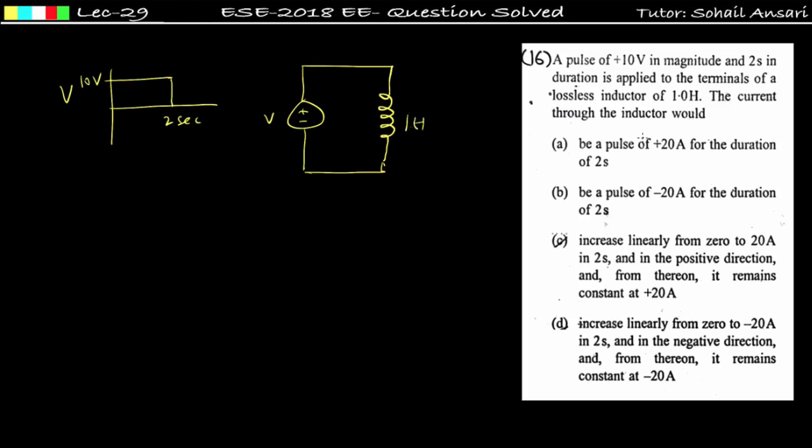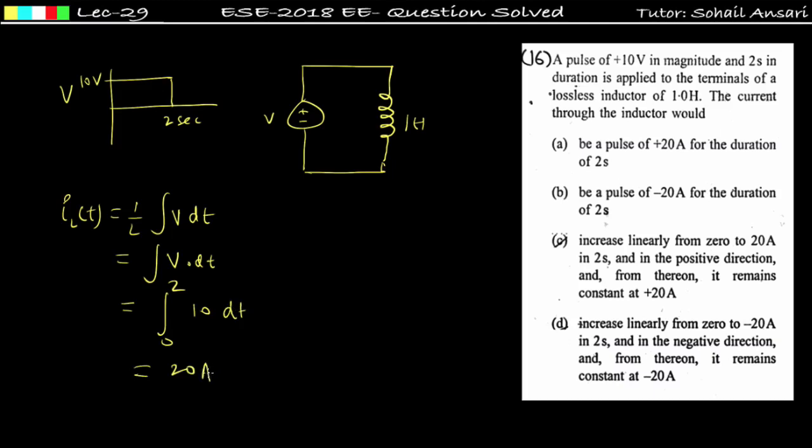The current through the inductor would be, so what is the value of current? IL of t is equal to 1 upon L integration of V dt. Now the value of L is equal to 1 Henry, so it will be equal to integration of V dt. And the voltage waveform is given in the form of a pulse having peak value equal to 10 volt. So integrate this from 0 to 2, 10 dt, it will be equal to 20 ampere. So IL at 2 second will be equal to 20 ampere.